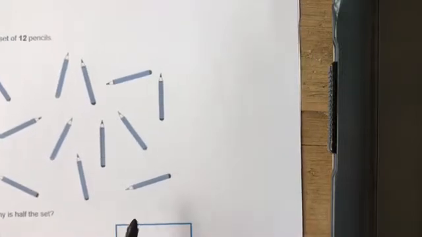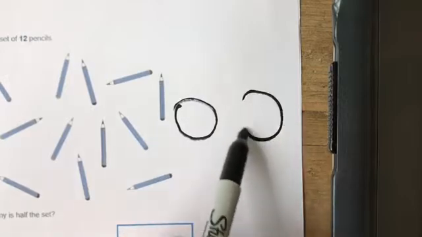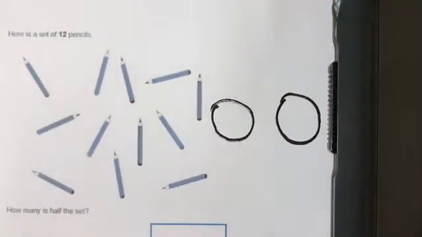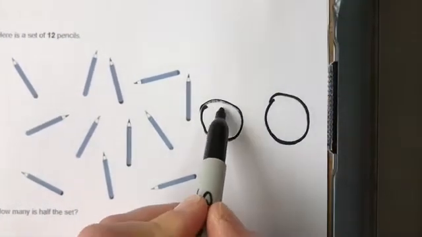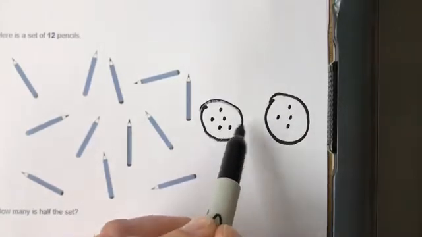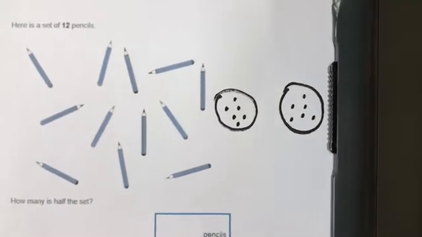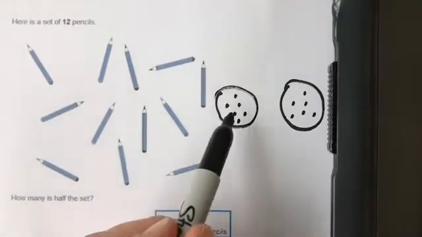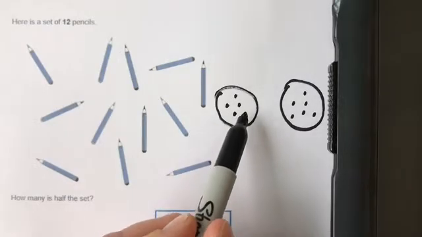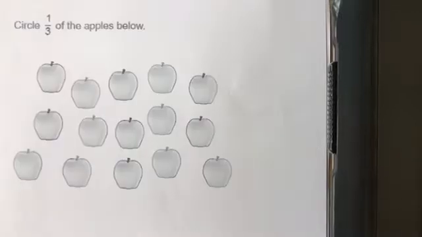So I'm just going to have to move the paper a little bit so you can see the hoops. So there's 1, there's 2, and now I've got to share my 12 amongst the 2 hoops. 1, 2, 3, 4, 5, 6, 7, 8, 9, 10, 11, 12. And then I'm just going to count up how many are in one hoop. 1, 2, 3, 4, 5, 6. So I've got 6 pencils. Okay, so let's have a look at our next one then.